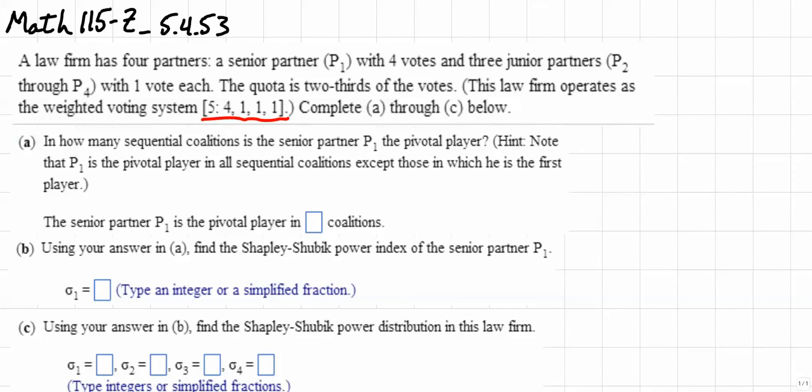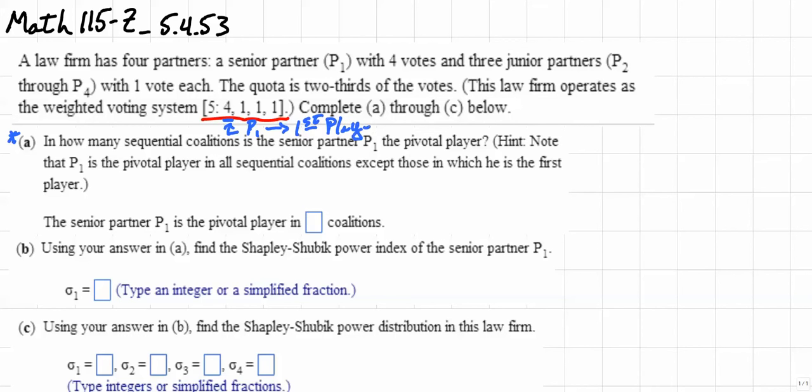First off, we'll start with part A. In how many sequential coalitions is the senior partner P sub 1 the pivotal player? Hint: note that P sub 1 is the pivotal player in all sequential coalitions except those in which he is the first player. When we talk about those where he's the first player, this first position is P sub 1, and he is the first player.